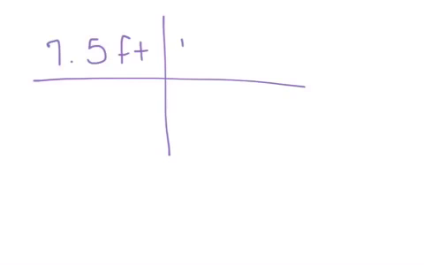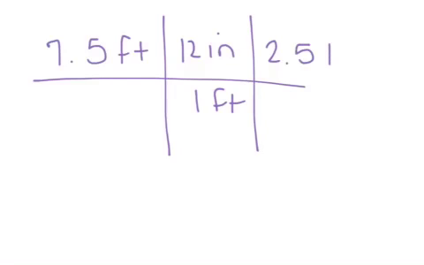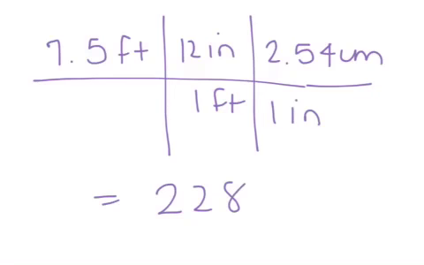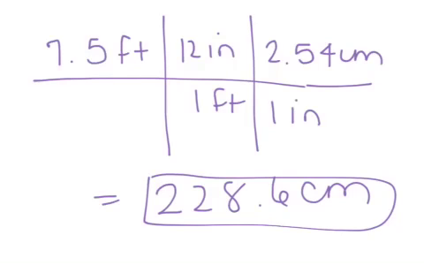And of course at the bottom you can fill in where it says 7.5 feet, 12 inches and 1 foot, and 2.54 centimeters per 1 inch. That equals 228.6 centimeters. I think y'all probably have that figured out. Now on the back page it gets a little bit more tricky because we're doing more than one conversion.